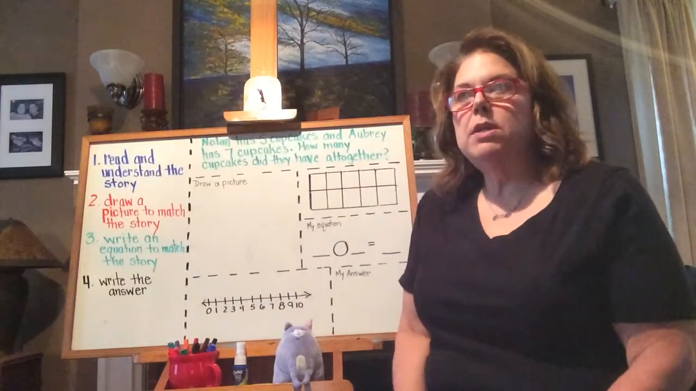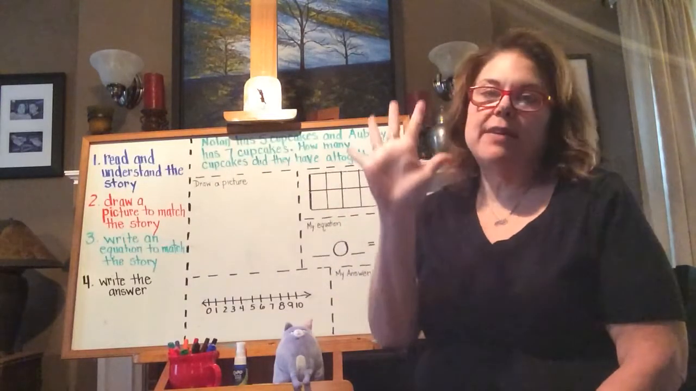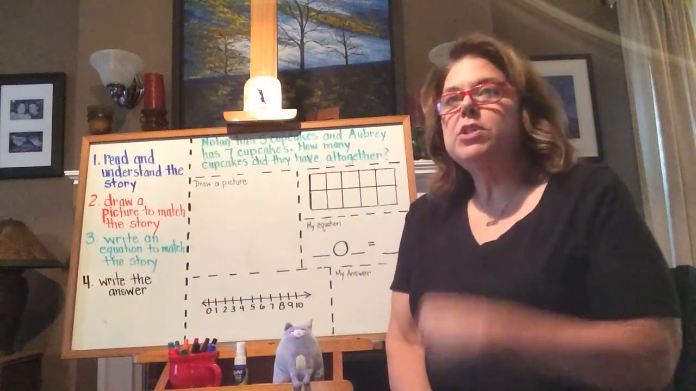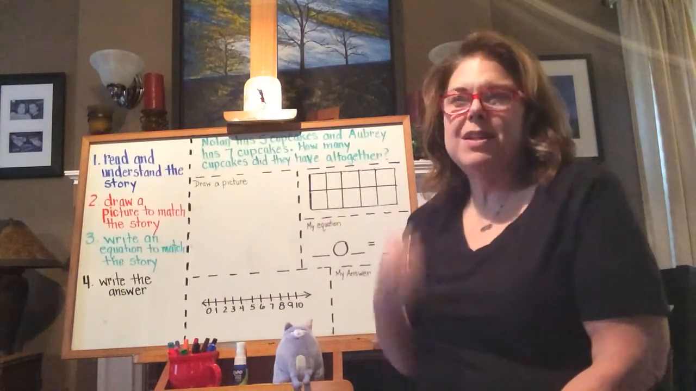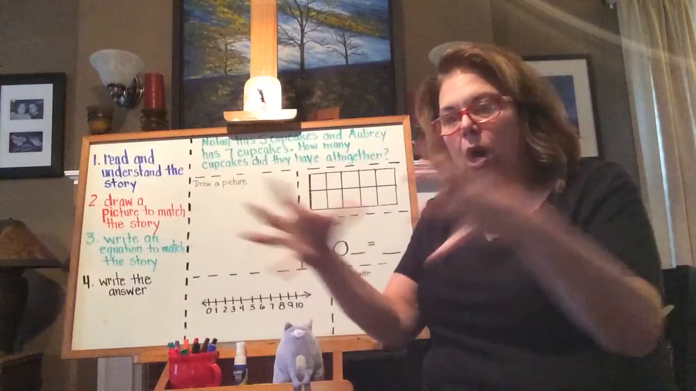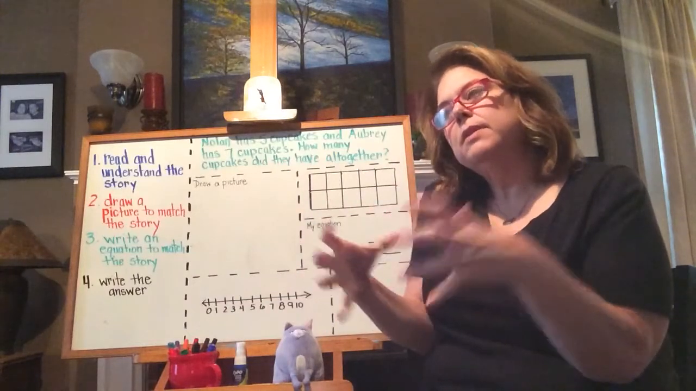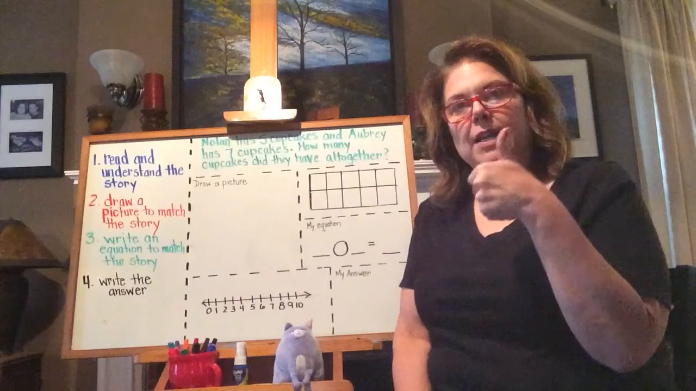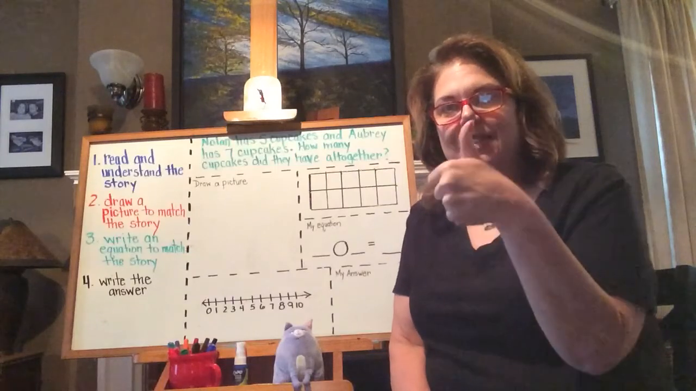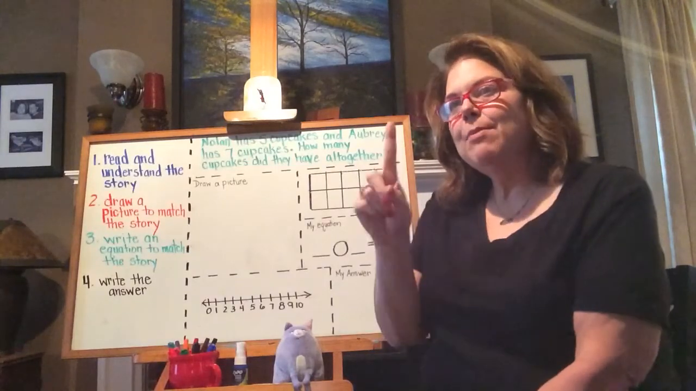So in the story, Nolan comes and he has 5 cupcakes. And then Aubrey shows up and she has 7 cupcakes. And they want us to find out how many cupcakes, if they put all their cupcakes together, how many do they have all together? Thumbs up if you think I have a good understanding of the story. Good. So we did number 1.